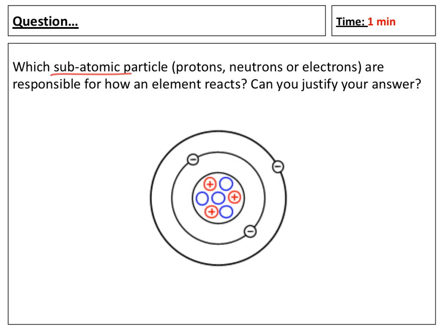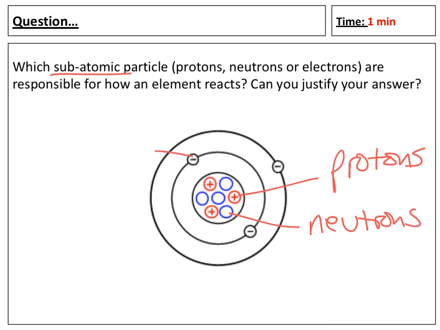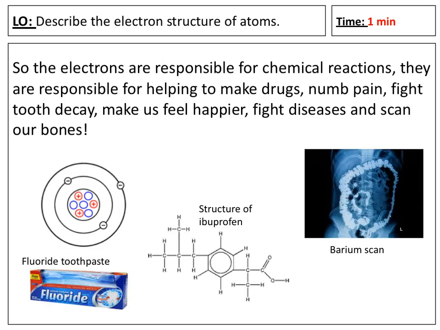So obviously, protons and neutrons are in the nucleus, so they're squirreled away on the inside, and it's our electrons that are round the outside. They're on the surface, so it would make sense that when something reacts, it's the thing on the outside that does the reacting. That whole don't judge a book by its cover doesn't work for atoms, it doesn't work for elements, because it's all about what's on the outside, so it's all about the electrons. So yeah, electrons are responsible for chemical reactions.